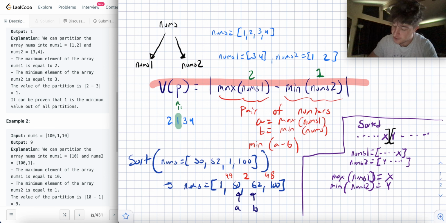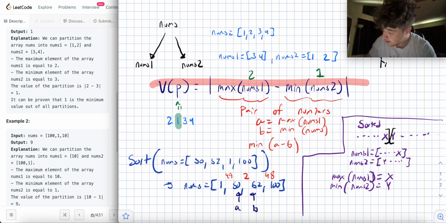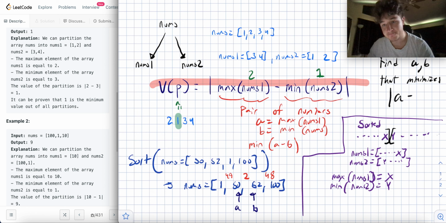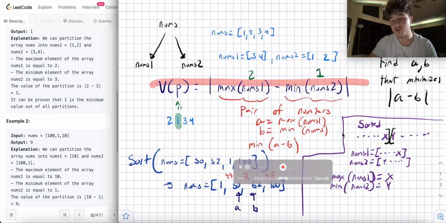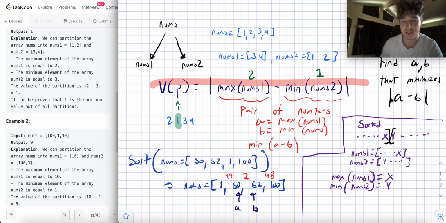What we're really trying to do is just find A and B that minimizes the absolute value of A minus B, right? And I proved that here using the sorted idea. We're just trying to find two elements in our array that minimizes A minus B. That's all this problem is when you break it down into its fundamental components.